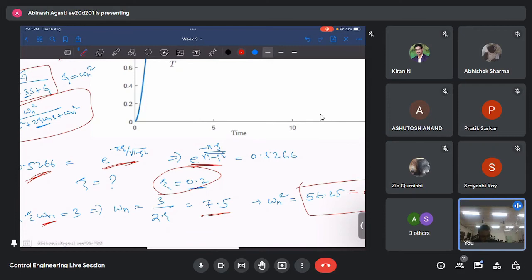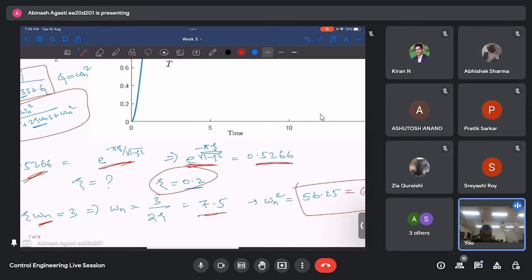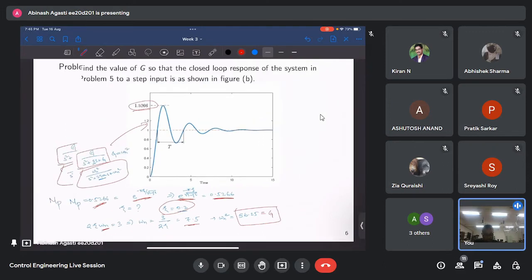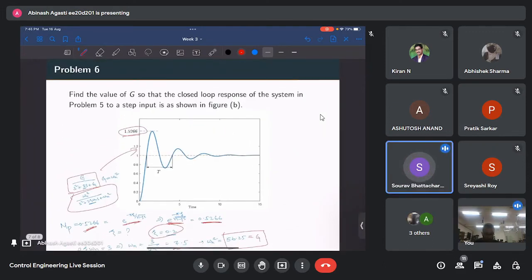So this is the formula for peak overshoot and this is the peak overshoot. Then we can continue forward. Anyone has any doubt? Yes, sir. May I ask one question? Yeah, sure. Go ahead. Sir, how do you get the value of zeta by taking logarithm on both sides?